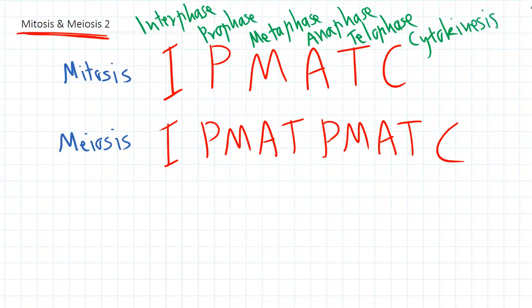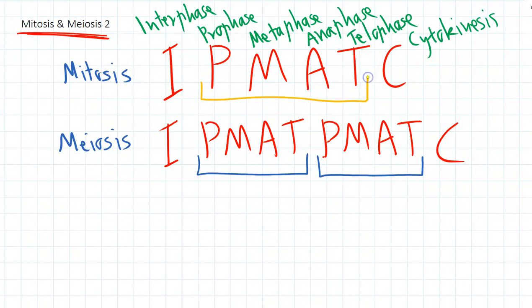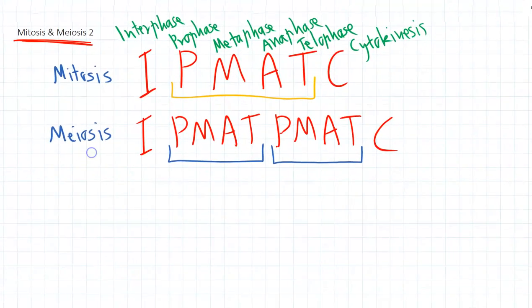And so in meiosis, you can see it still has an interphase, and it still has prophase, metaphase, anaphase, and telophase, but then it has a second round of those stages, and then it has cytokinesis again. So if you remember these acronyms, you'll remember the steps in the processes. The next thing to think about is that technically, it's only the four middle stages, prophase to telophase, that are actually mitosis.